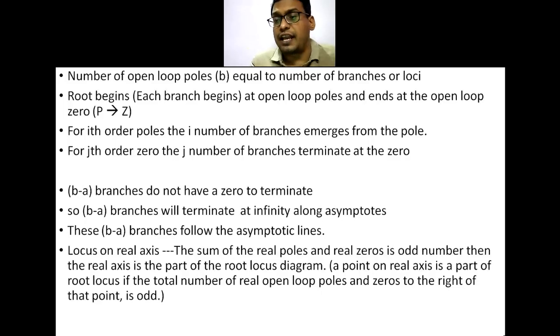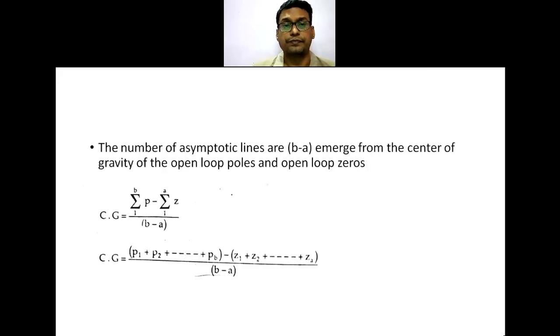A point on the real axis is a part of the root locus if the total number of real open loop poles and zeros to the right of that point is an odd number. The next is the asymptotic lines. The number of asymptotic lines is B minus A, which emerge from the center of gravity of the open loop poles and open loop zeros. So the center of gravity is to be calculated.